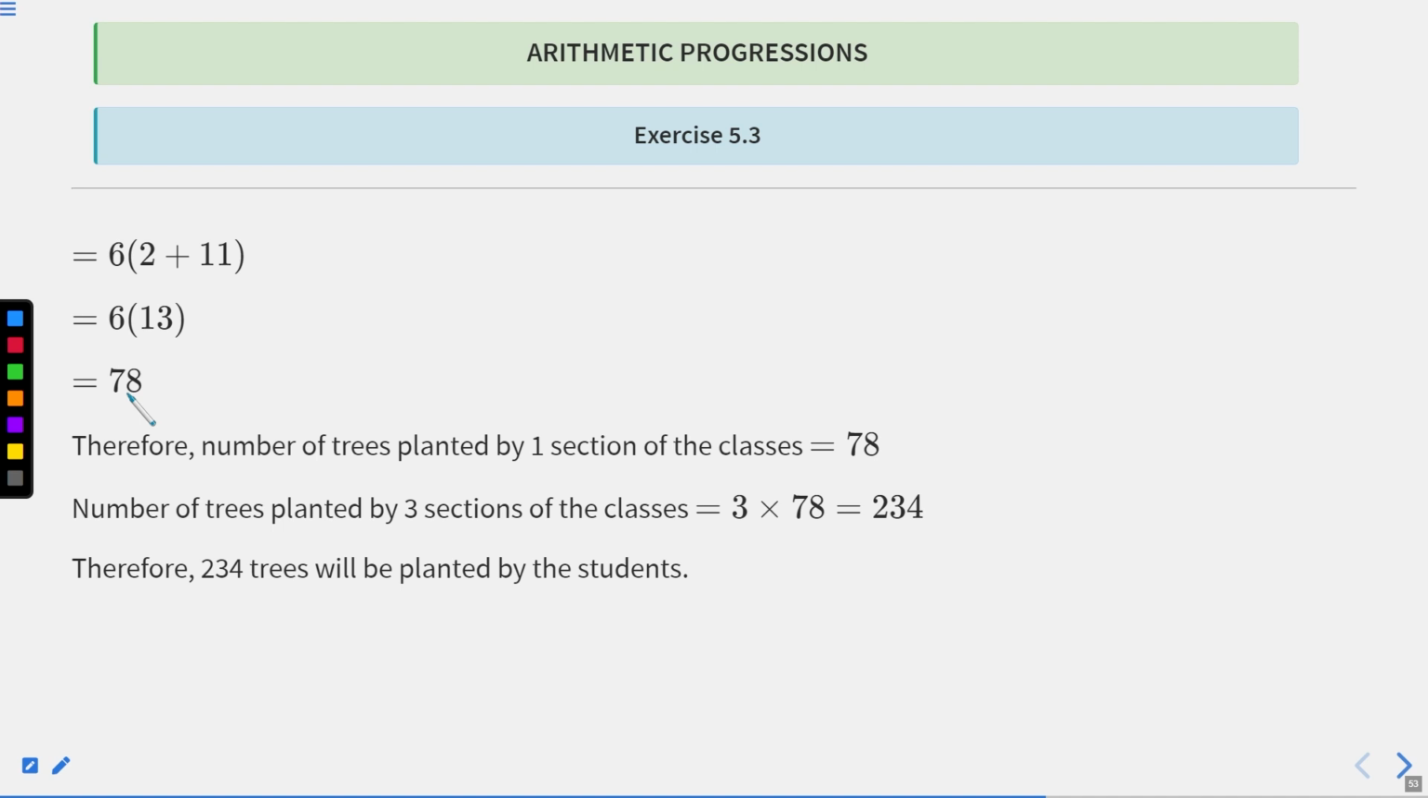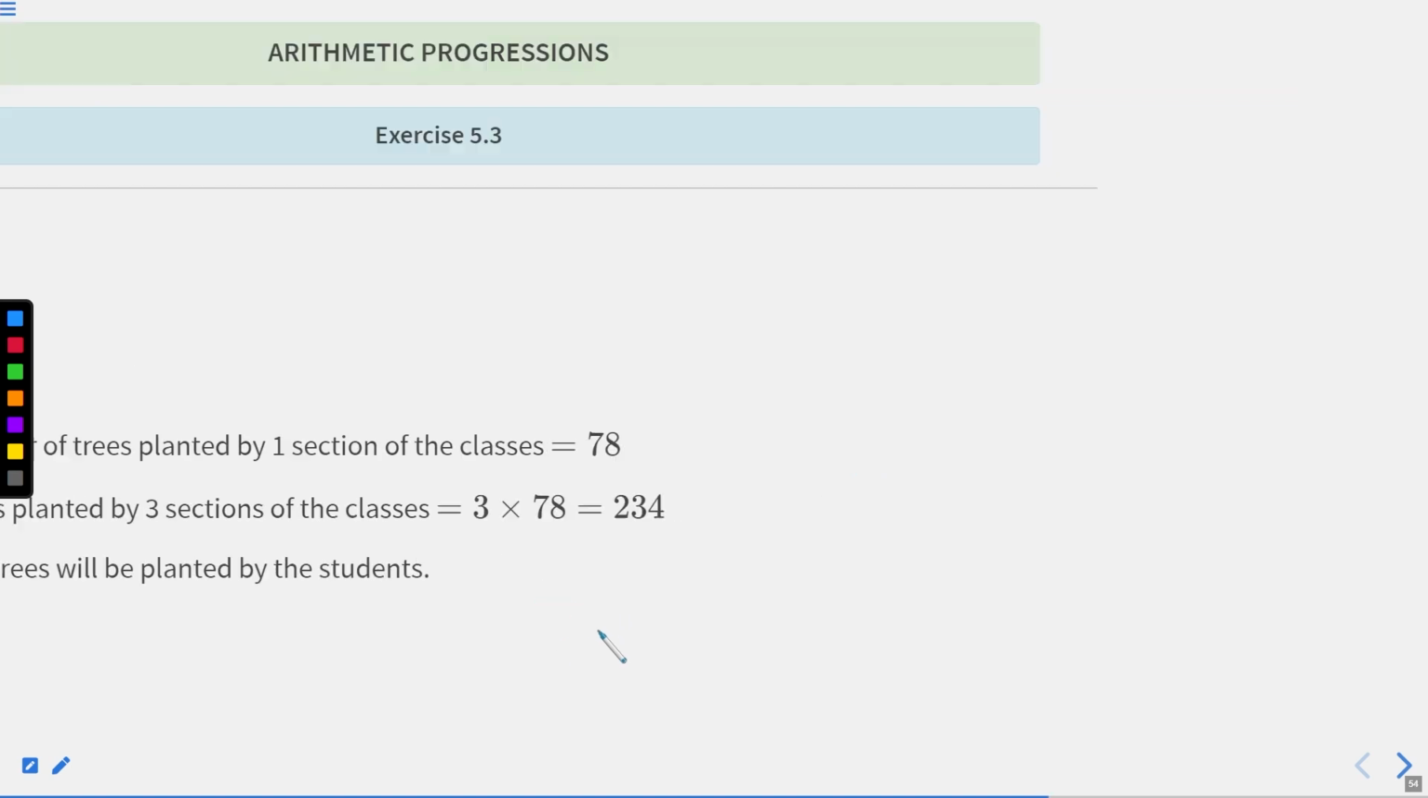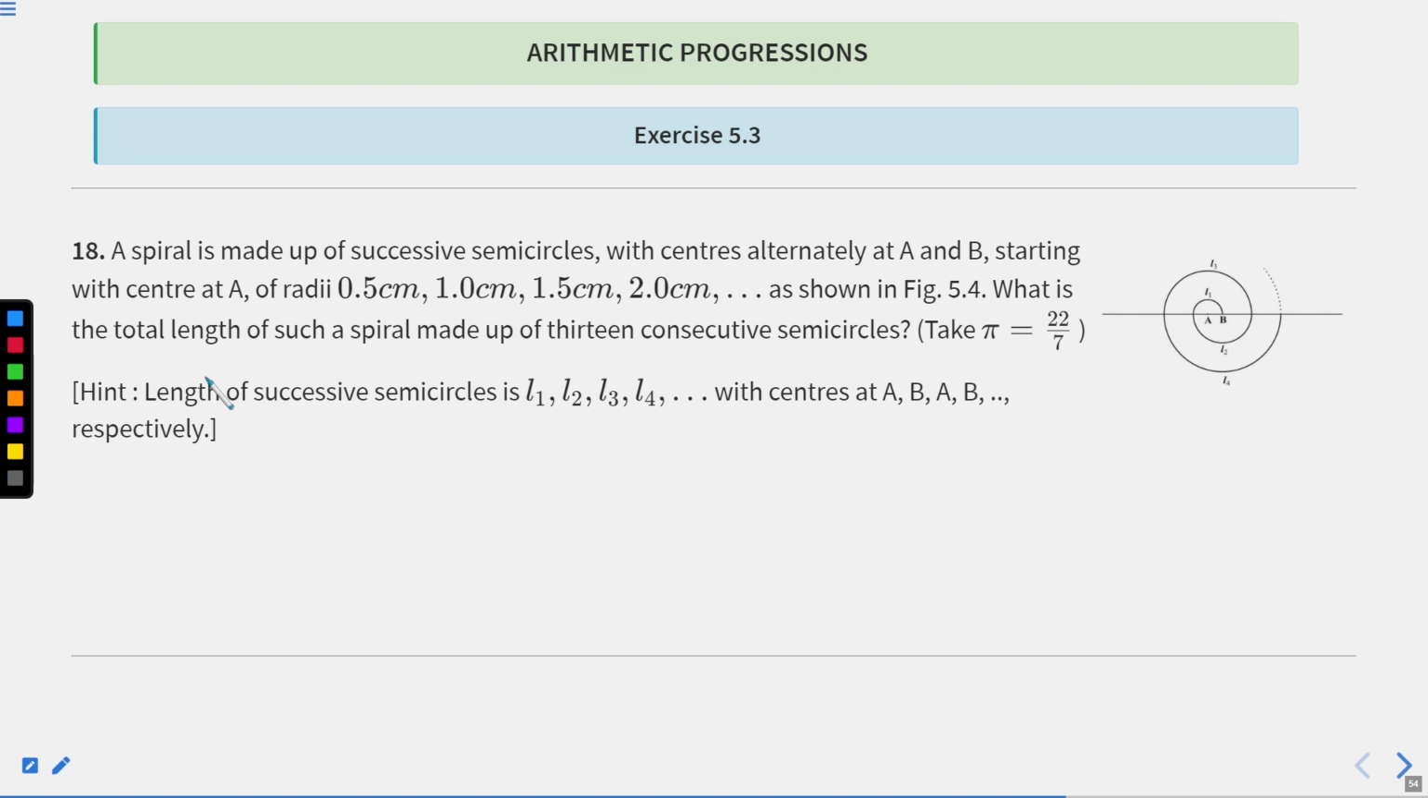Therefore, the number of trees planted by one section of the classes is equal to 78. The number of trees planted by three sections of the classes is 3 times 78, which is equal to 234. Therefore, 234 trees will be planted by the students. Now let us move to question number 18.